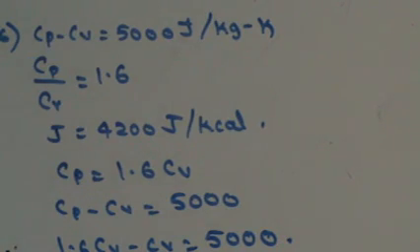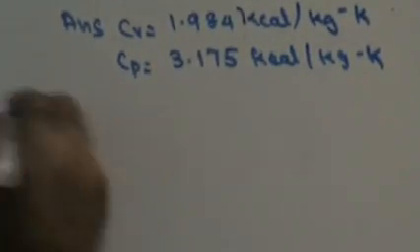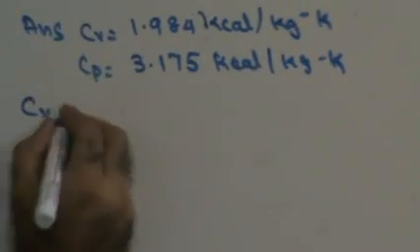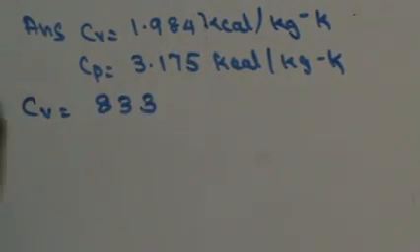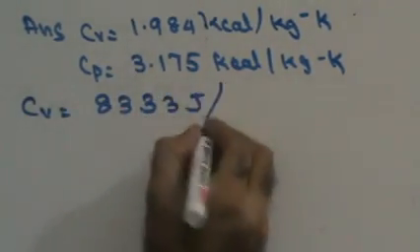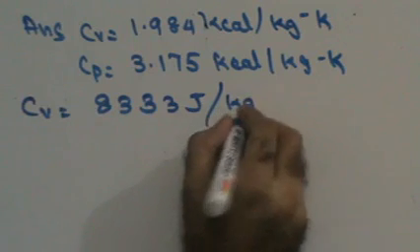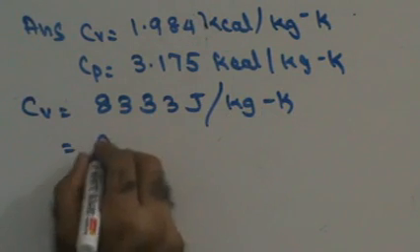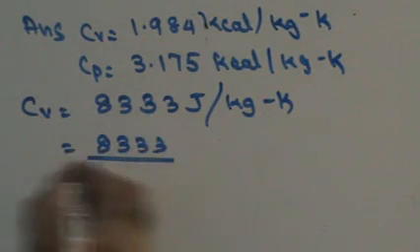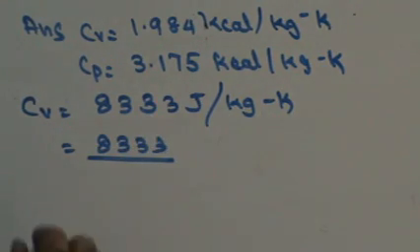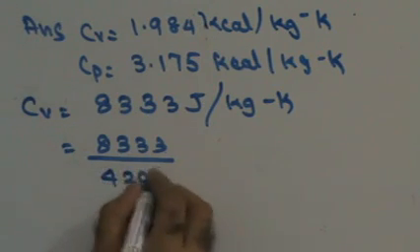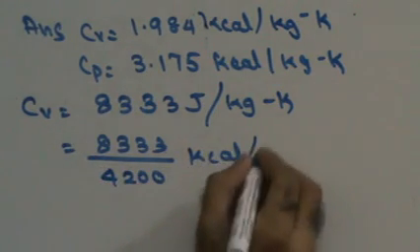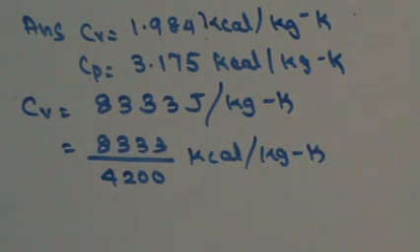See, when you solve this, suppose I get the value of Cv as 8333 joules per kg Kelvin. Now you want to convert this into kilocalorie. So this is nothing but 8333 divided by 4200, as they've given you the value of J, in kilocalorie per kg Kelvin. So when you do this, you will get that answer as 1.984.